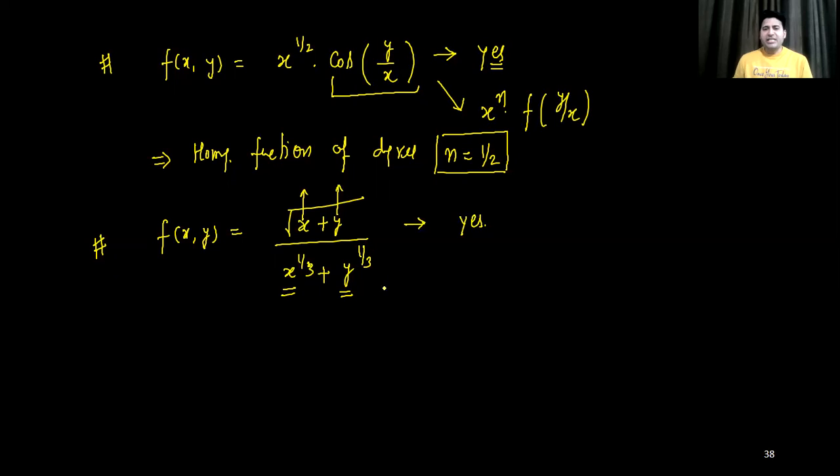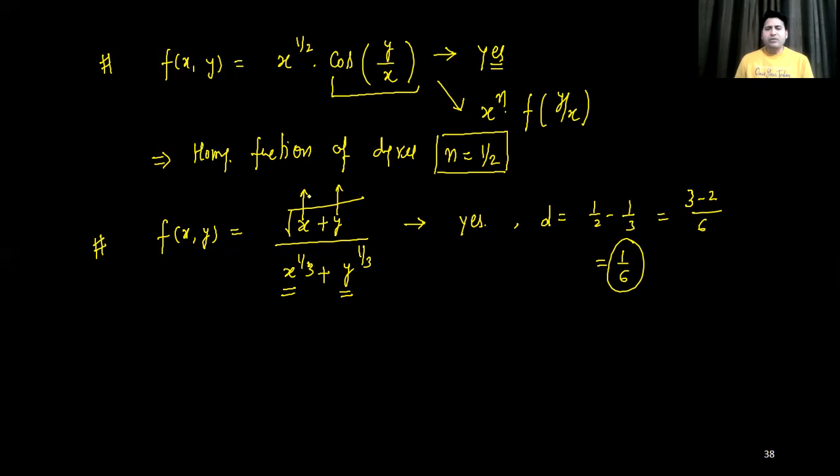So the fraction is also a homogeneous function because the numerator individually is a homogeneous function and the denominator individually is a homogeneous function. Now that is done, that it is a homogeneous function, and its degree is 1 upon 2 minus 1 upon 3. That is, 6 into 3 minus 2, that is 1 upon 6. It is a homogeneous function of degree 1 upon 6.